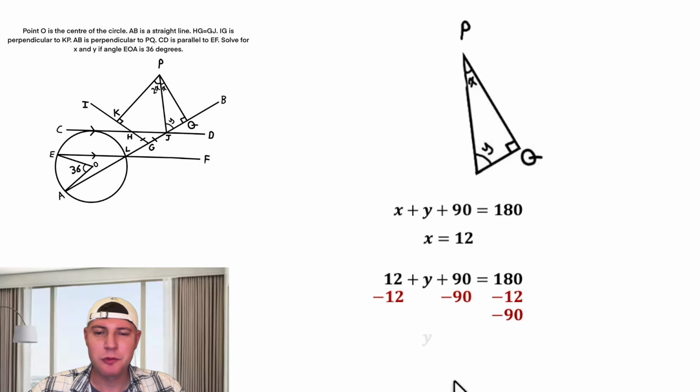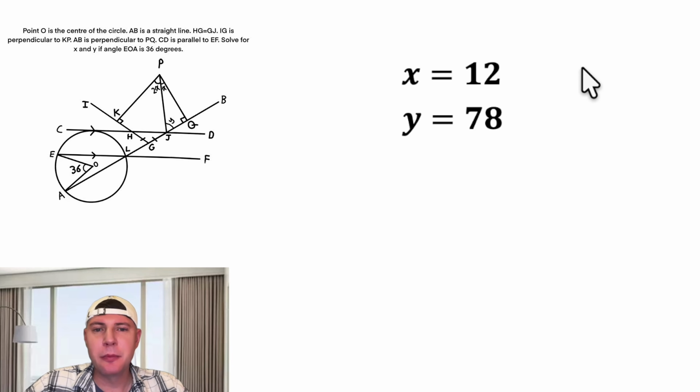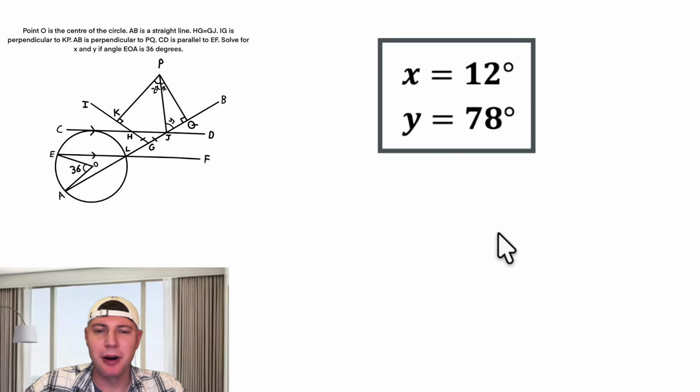On the left-hand side, we'll be left with y. Does that make sense? y. And on the right-hand side, 180 minus 12 minus 90 is equal to 78. And that is the rest of the answer to our question. Let's give each of them a label of degrees and put a box around it. In this given diagram, x was equal to 12 degrees and y was equal to 78 degrees. How exciting.